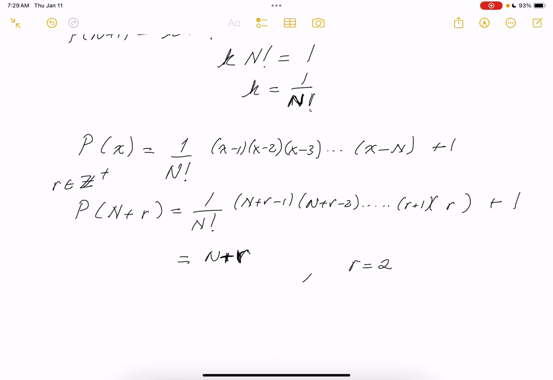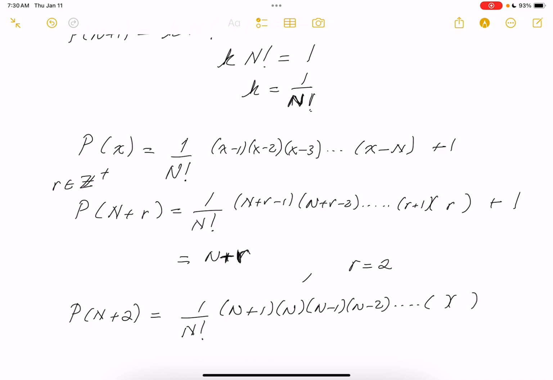Let's write this down now. So if r is equal to 2, I'm going to get P of n plus 2. Remember, r is a positive integer, by the way. This is going to be 1 over n factorial. And I think I can write this down now. It's going to be n plus 2 minus 1, which is n plus 1. What's the next one going to be? It's going to be n plus 2 minus 2, so it's going to be n. All right, that's not so bad. What's the next one going to be? Well, it's got a nice pattern to it. n minus 1, then n minus 2, and so on. Let me write the last two factors down.